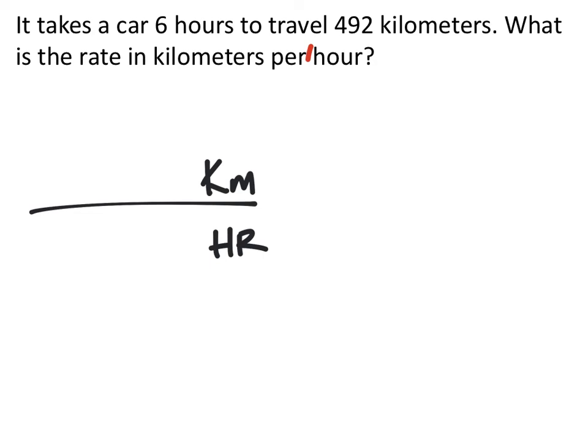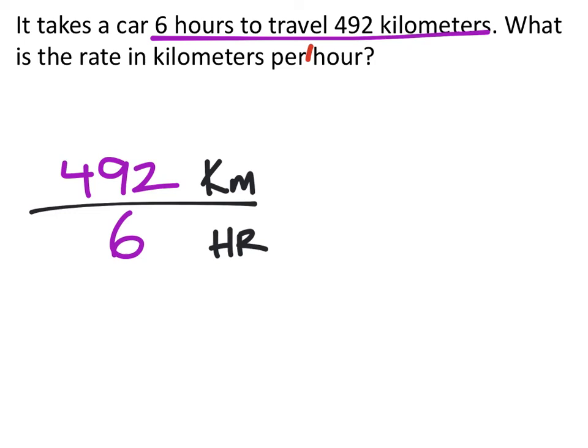Well, what was the immediate relationship that it gave us? It was 492 kilometers to 6 hours like this. But it says it wants to know how many kilometers for 1 hour, like this. Now again, notice the units stayed where they were. Kilometers in the numerator, hours in the denominator. We didn't suddenly switch them for some freaky reason, okay?